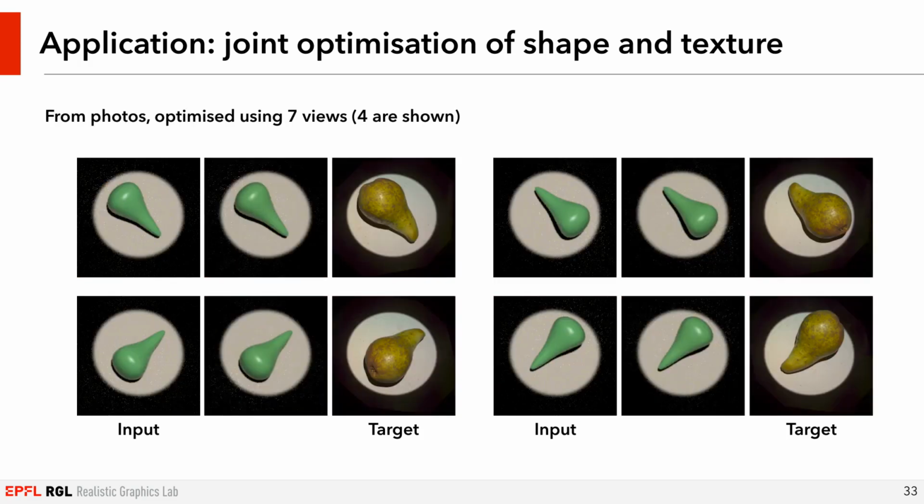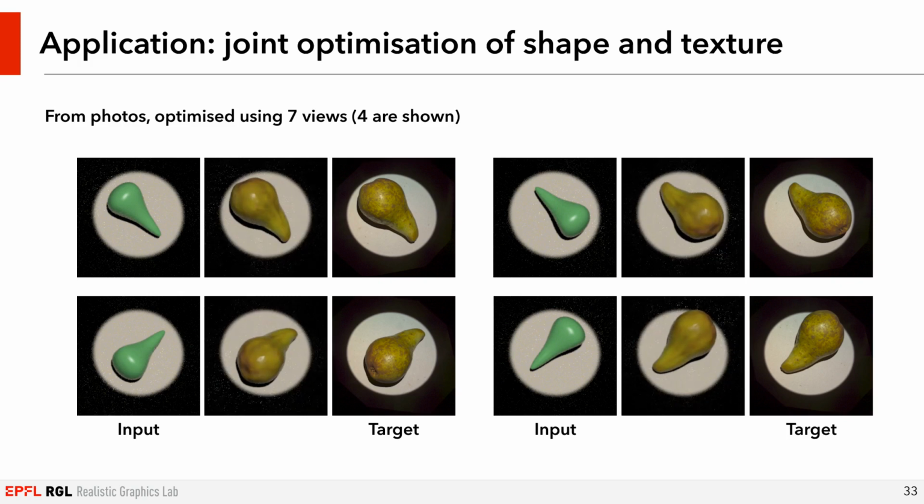In this example, we solve a similar problem, but the target images are photos. Again, we start with an approximate shape and jointly optimize a displacement map and a texture.